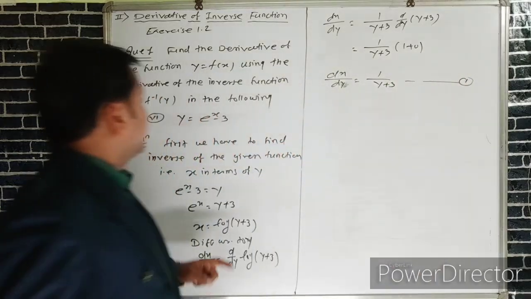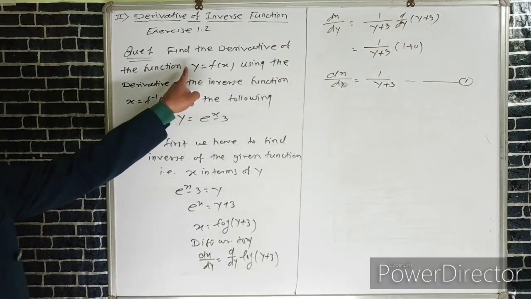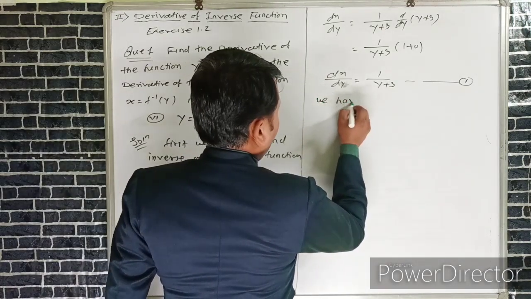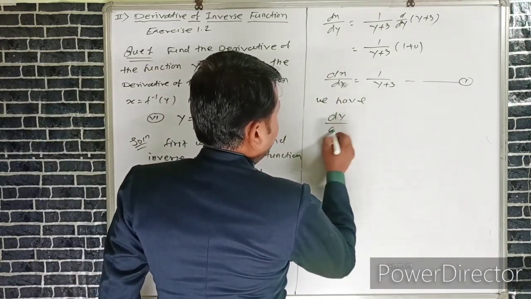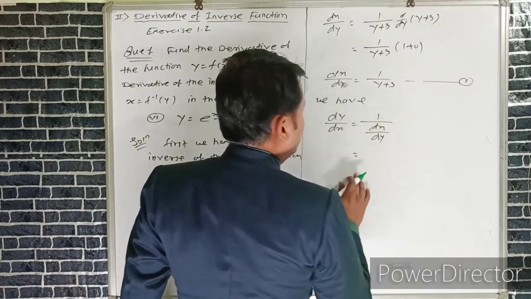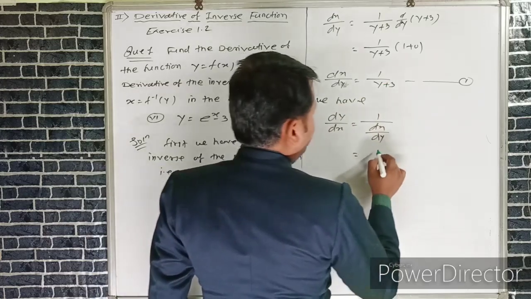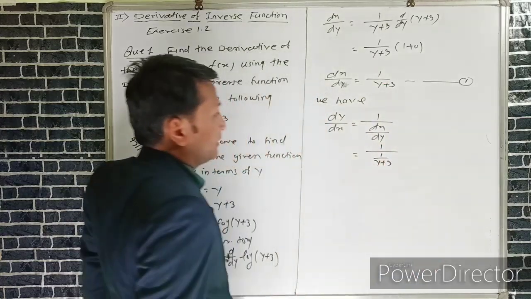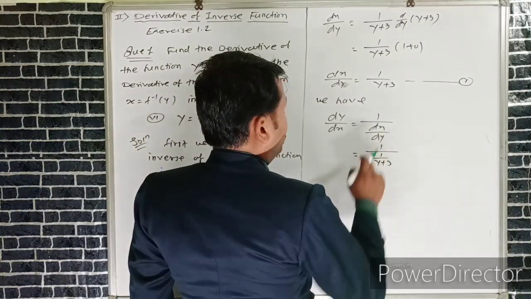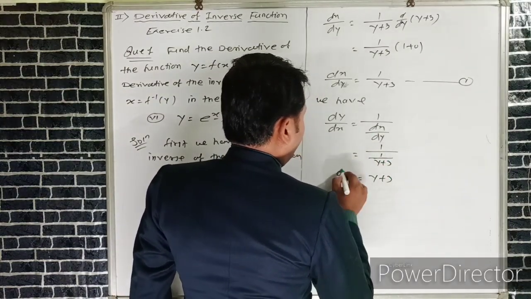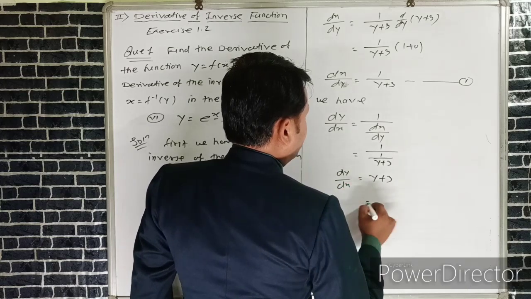But we have to find the derivative of y with respect to x, dy by dx. Hence we have dy upon dx is equal to 1 upon dx upon dy. We know that the value of dx upon dy is 1 upon y plus 3. If we shift this y plus 3 to the numerator, then we can write dy upon dx is equal to y plus 3.